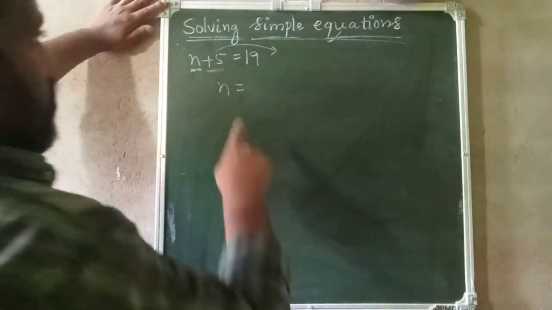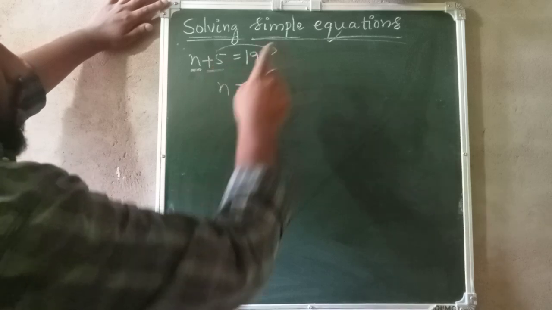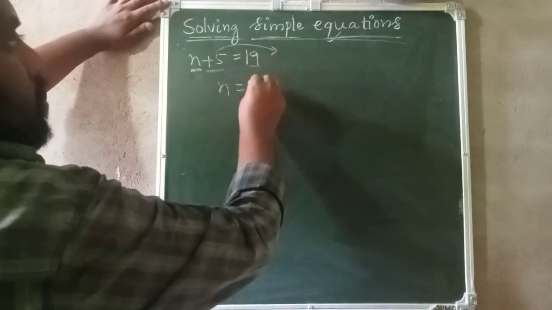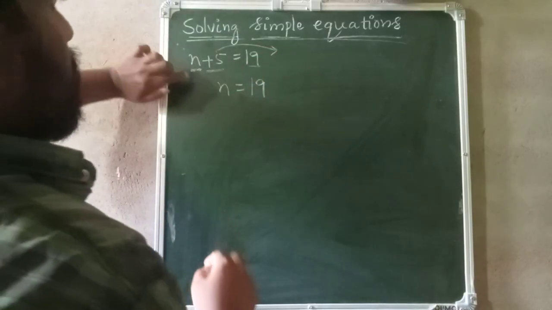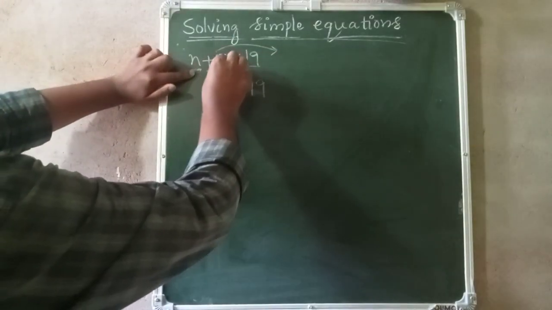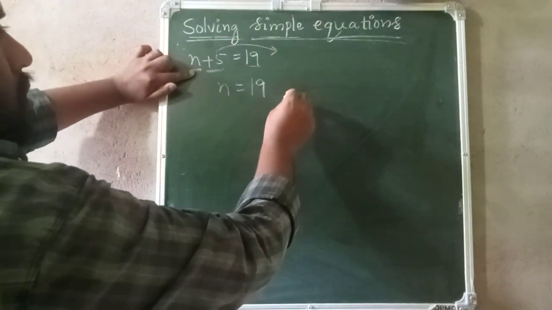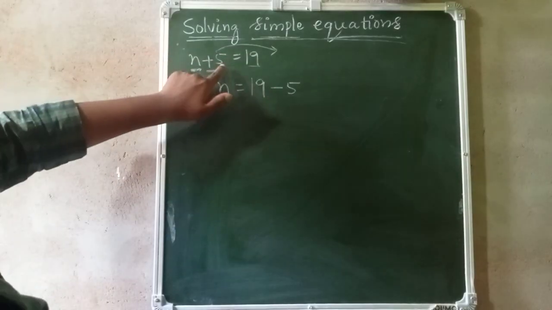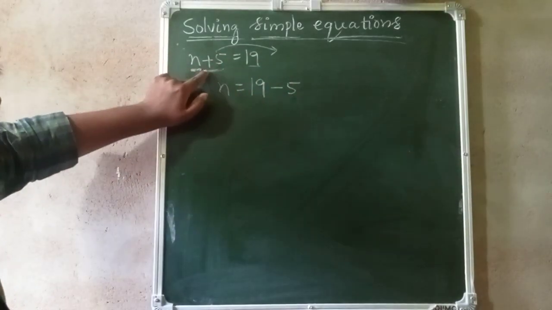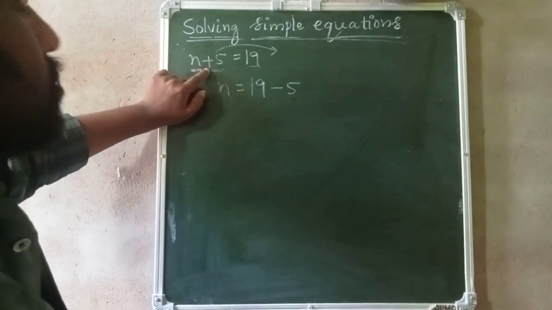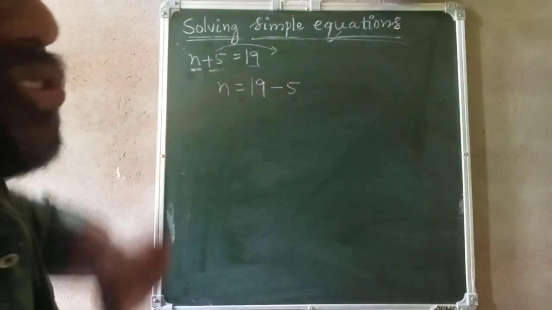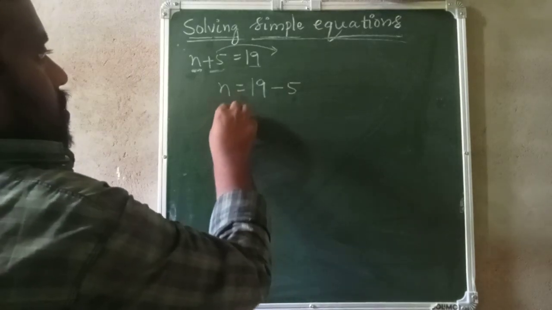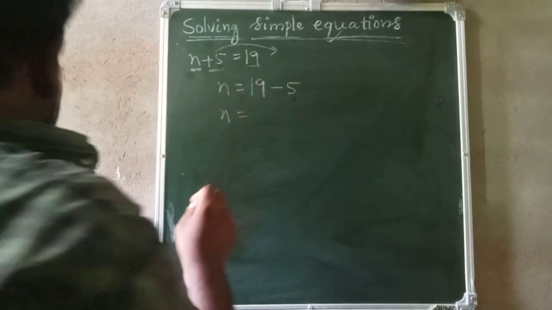So now I said we have to move this plus 5 to this side. So before that write this n equal, and this 19 also you have to write as it is. Now, when plus 5 is moved to this side, this plus 5 will become minus 5. So that means this 5 will be as it is. This sign changes. Plus becomes minus.